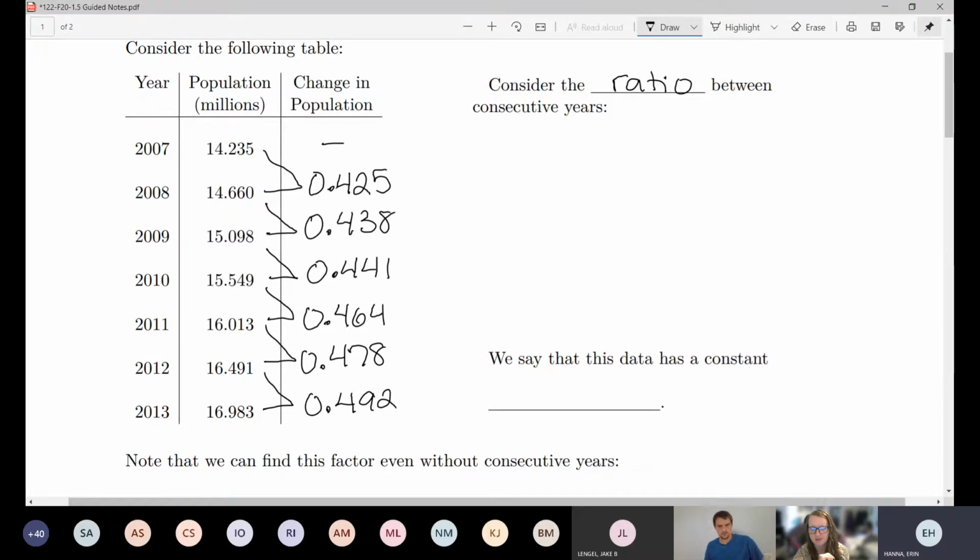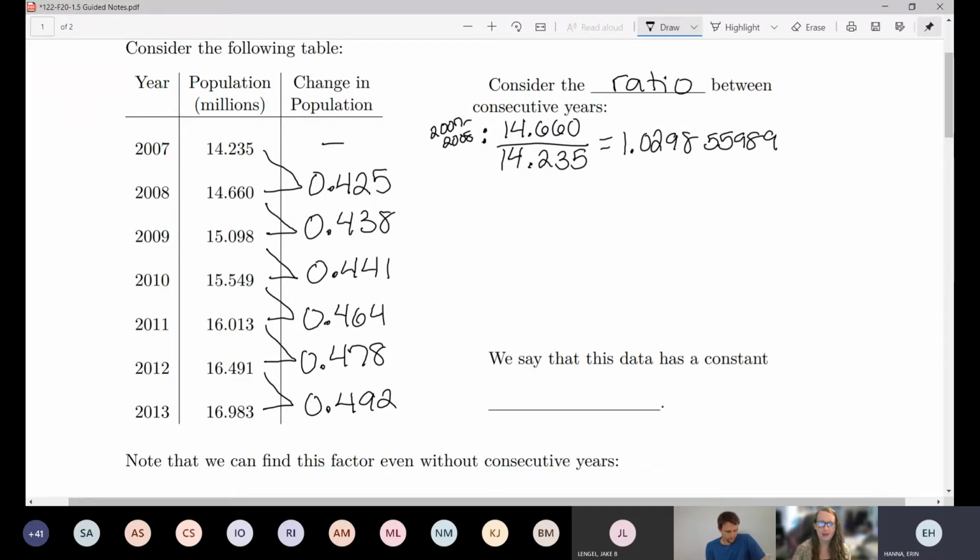So I can't take like 2007 and 2010. But let me say 2007 to 2008. I'm going to put the later population on top in the numerator. So if I take the ratio of those two populations, I get 14.660 divided by 14.235. This comes out to the decimal 1.02985599. Well, let me take another set.